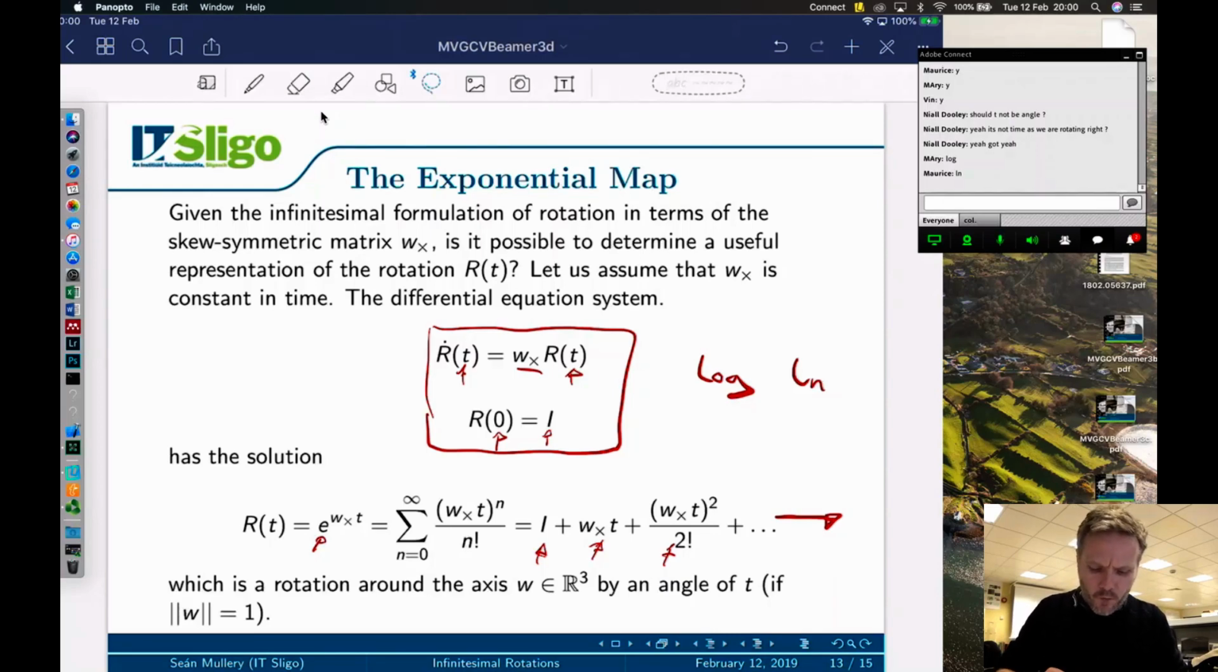So this will give us a rotation when we do this exponential. We'll come to the log one in a second.